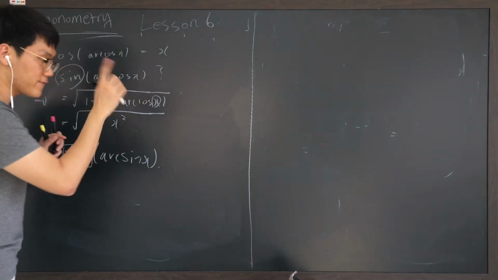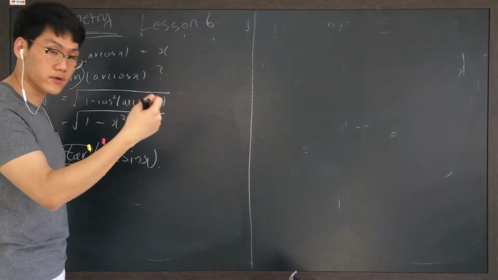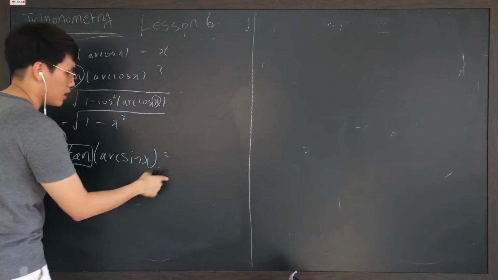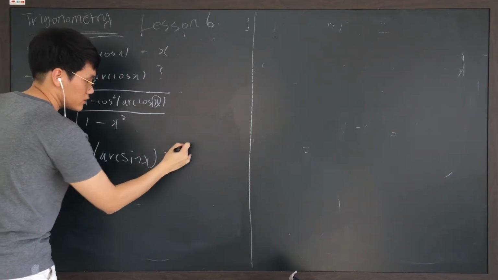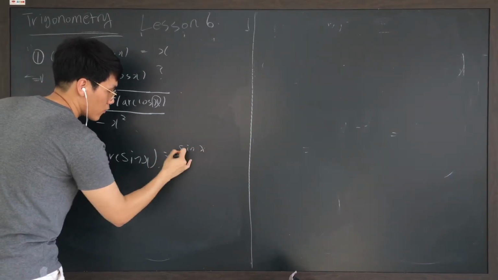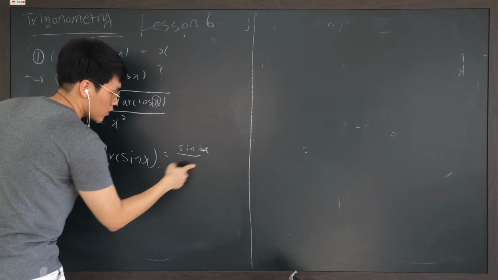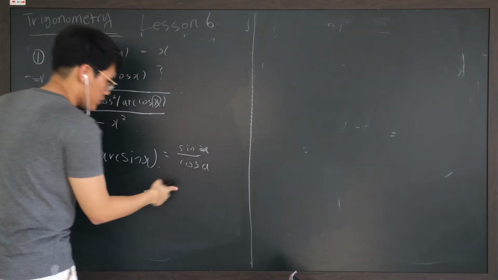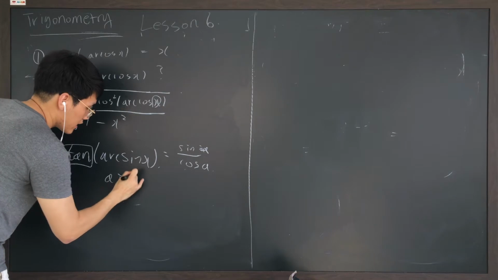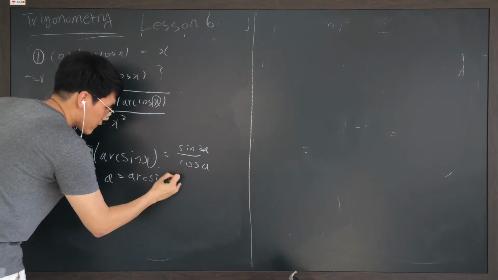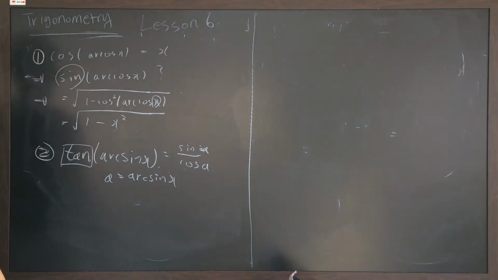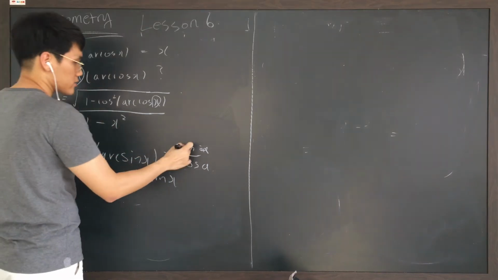And then the simple definition that I can think of for converting the tangent x into the sine x is the definition of tangent to be sine a over cosine a. So I'm going to put just a as arc sine x for our convenience of calculation. So the first part is done. The sine a is done.